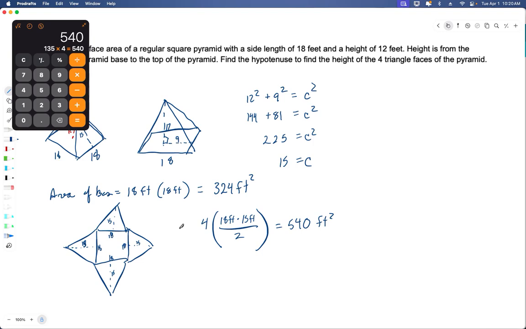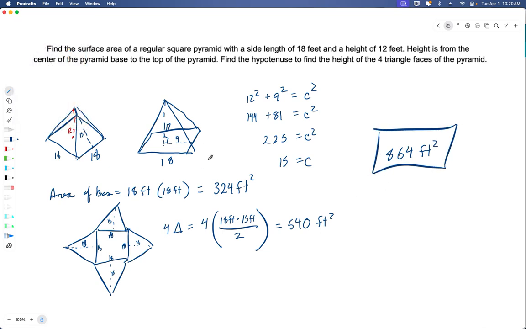So now we just have to add this, the 4 triangles, to this, so plus 324. So we have a total surface area of 864 feet squared.